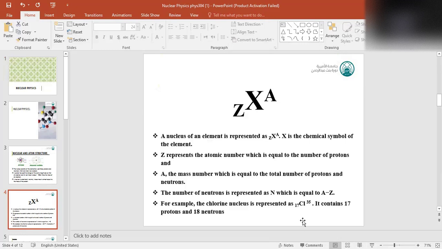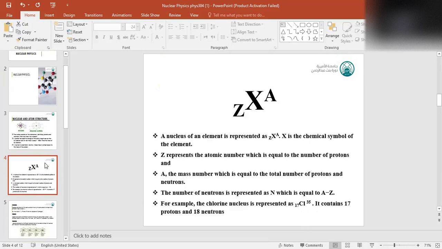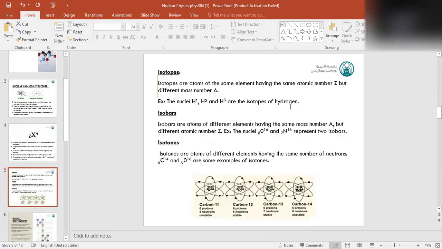For example, Cl 17 35. The number of protons is 17, and the number of neutrons equals 35 minus 17, which is equal to 18. There are three kinds of atoms. The first kind, isotopes. The second one is isobars, and the third is isotones.